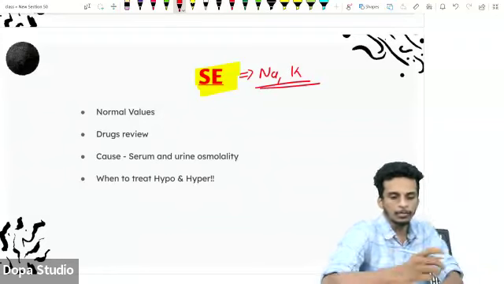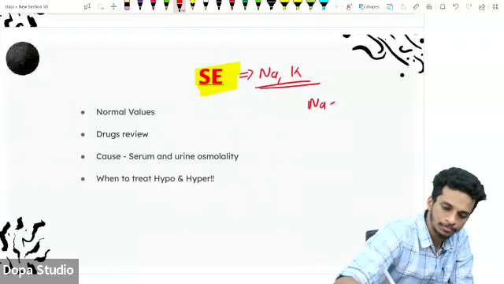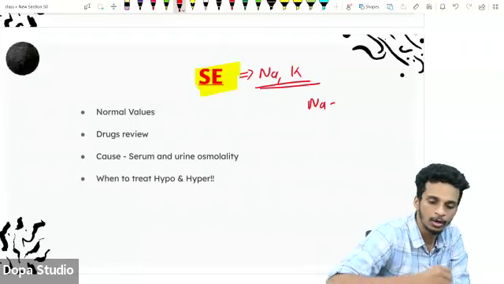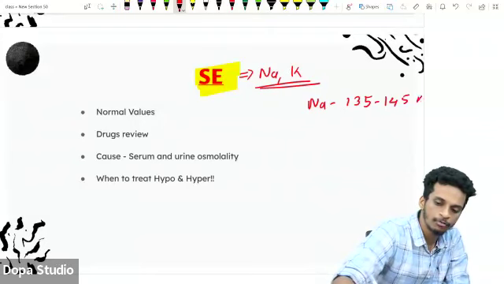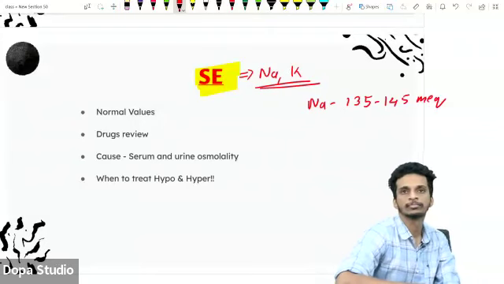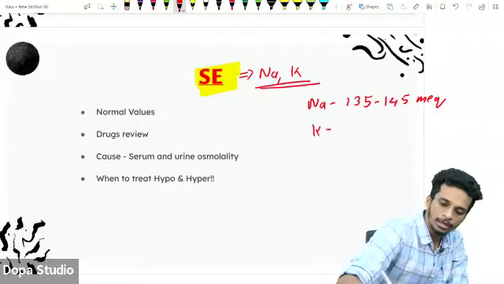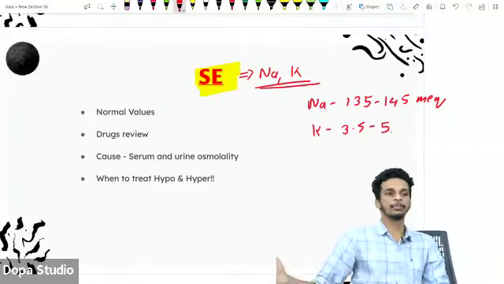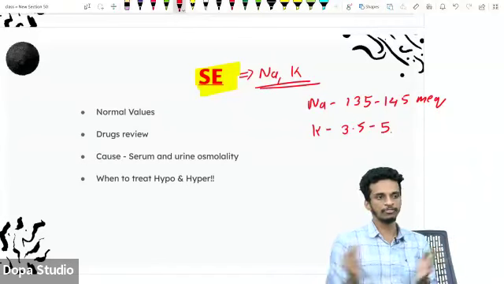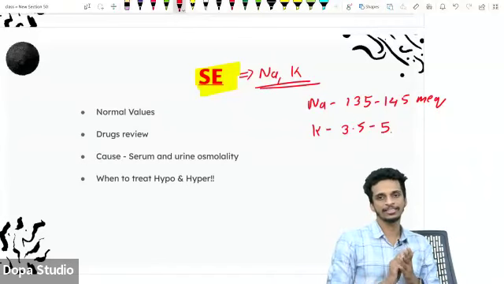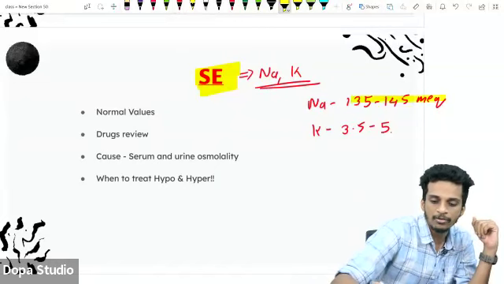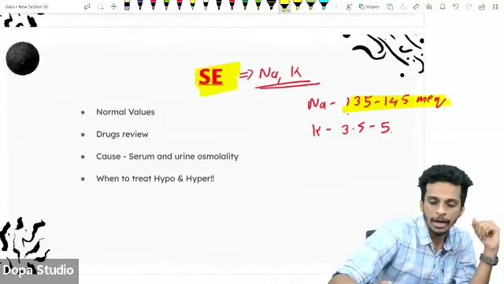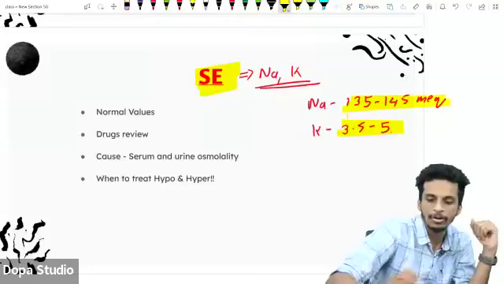Okay, now speaking about the normal values. Normal value of sodium, according to Harrison, is 135 to 145 milliequivalent. And normal value of potassium, according to Harrison, is 3.5 to 5. Some say it's 3.5 to 5.5. It varies with different labs. But Harrison is the standard book of medicine. So what Harrison says is that the normal value of sodium is between 135 and 145, and the normal value of potassium is between 3.5 and 5.